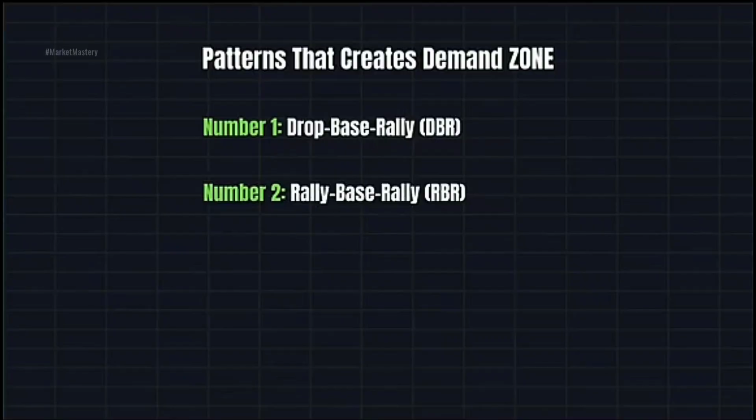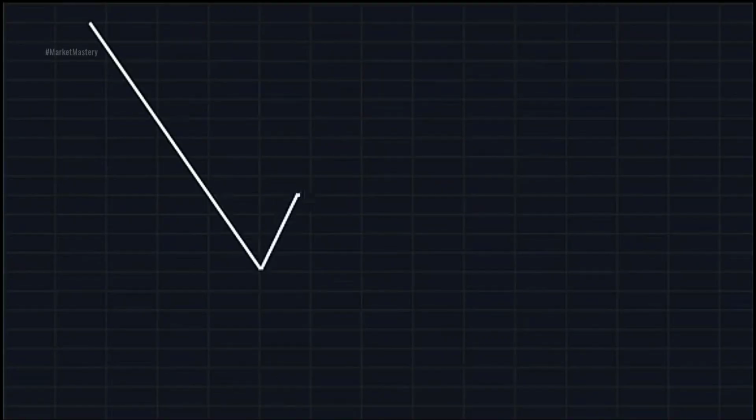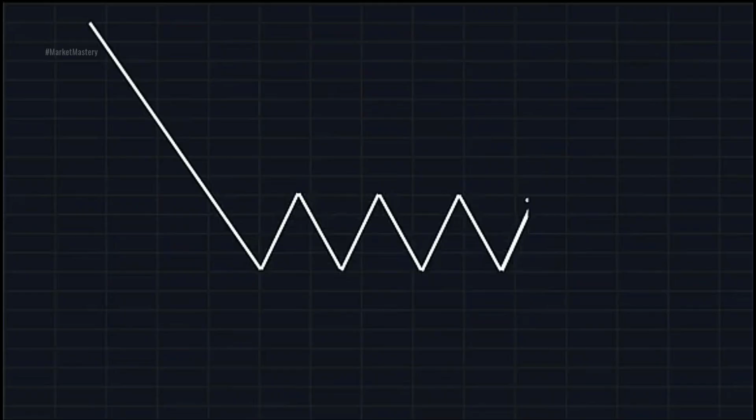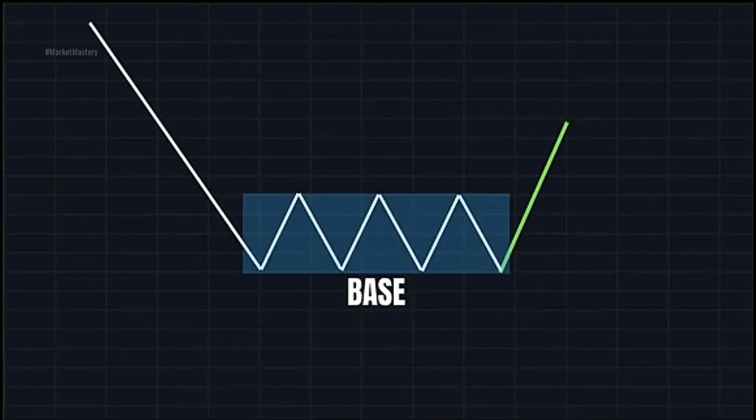So what's drop base rally, DBR? This is the most powerful reversal pattern. Price is falling, it pauses for a few candles to make a base, and then it literally explodes upward. That tiny base is your demand zone. It shows sellers were in control, then price paused while buyers ate up all the selling, and then the buyers took over with insane force.